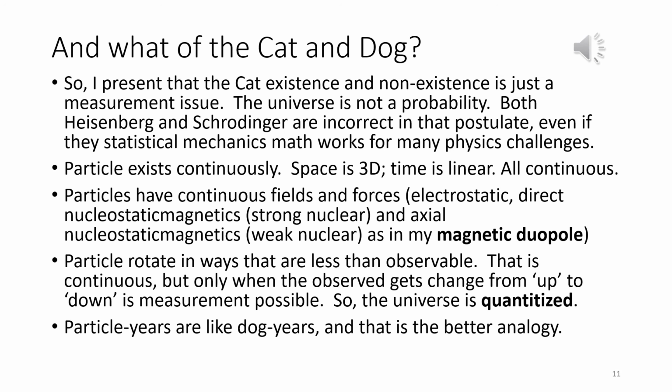Particles rotate in ways that are less than observable. That is continuous, but only when the observed exchange from up to down is measurement possible. So, the universe is quantized. Particle years are like dog years, and that is the better analogy than Schrodinger's cat.